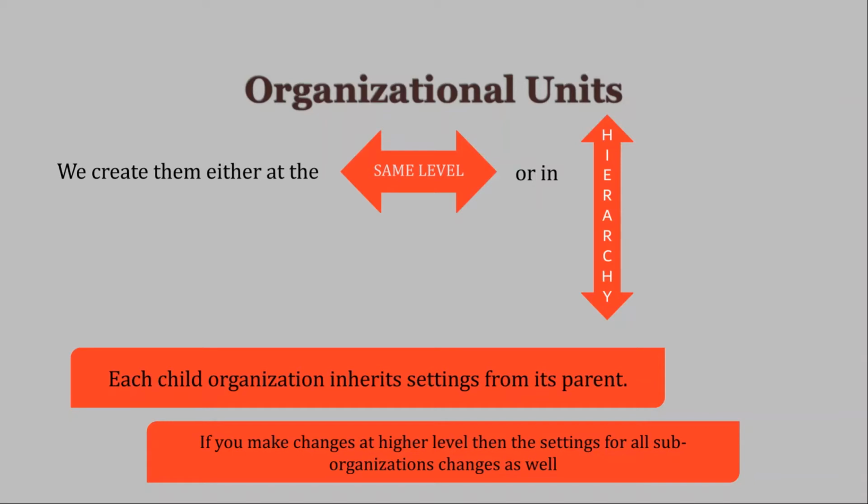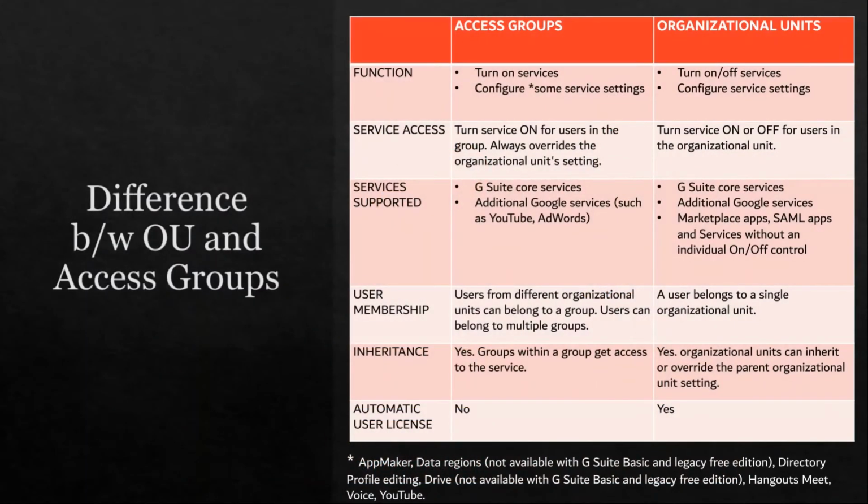In order to understand the difference between OUs and access groups, let's look at the table that is provided by Google, which will give us a clear picture of the differences between the two. So here is the table. As I mentioned earlier, you can only turn on services for users in the group. Groups override the organizational unit settings, whereas you can turn services on as well as turn them off for users under an organizational unit.